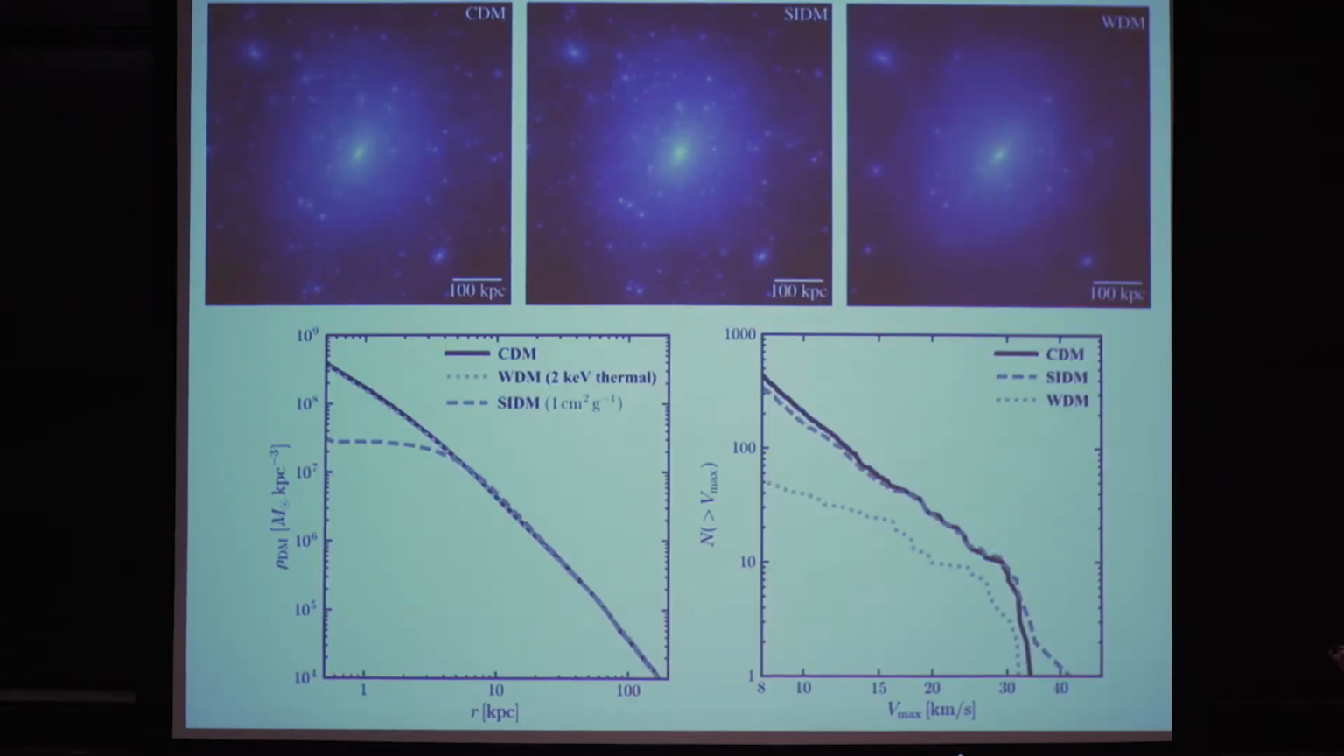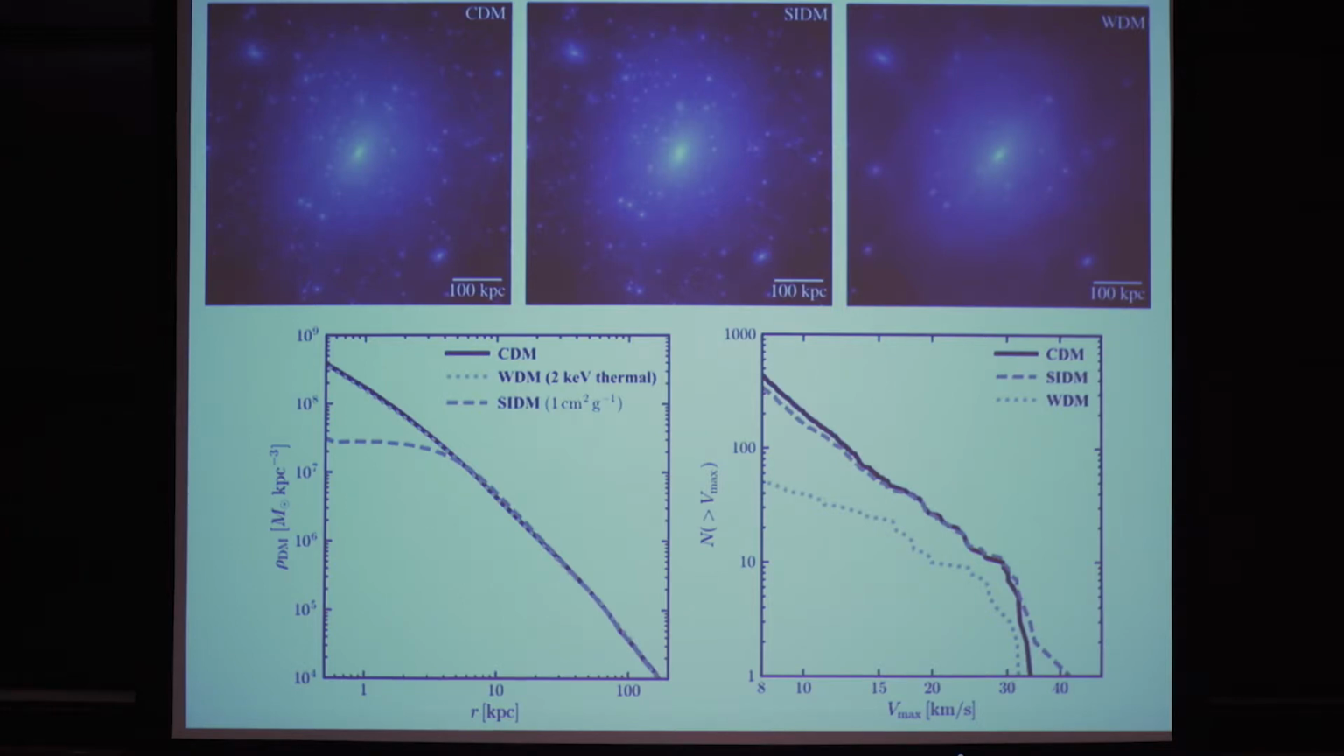So this just sort of summarizes everything I've said about these two classes of dark matter alternatives. Okay? This is cold dark matter. This is your cold dark matter Milky Way. This is your self-interacting dark matter Milky Way. And this is your warm dark matter Milky Way.